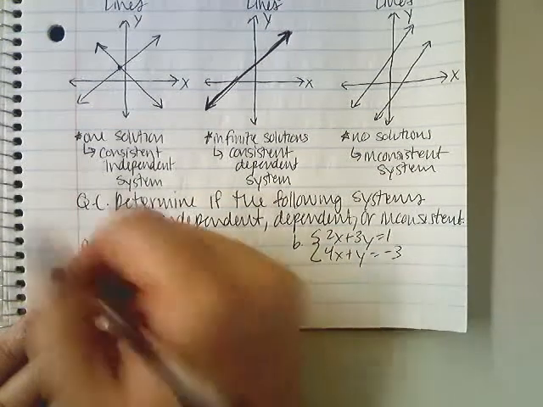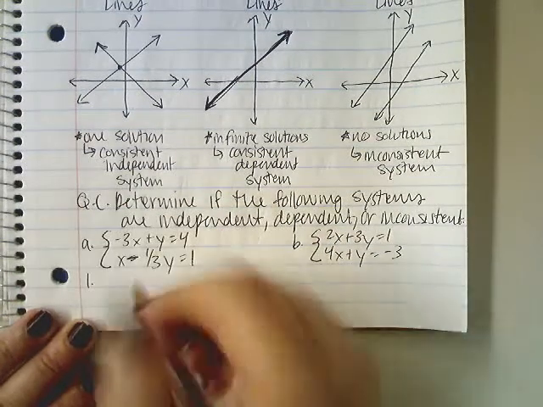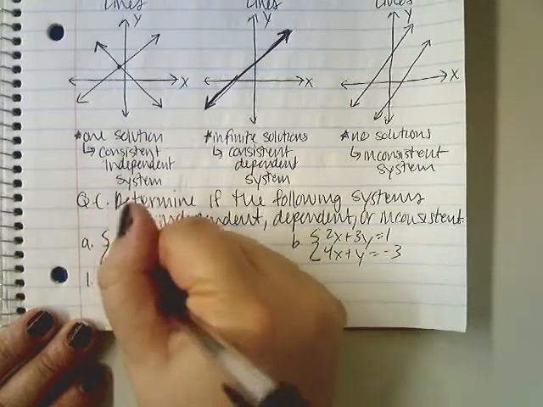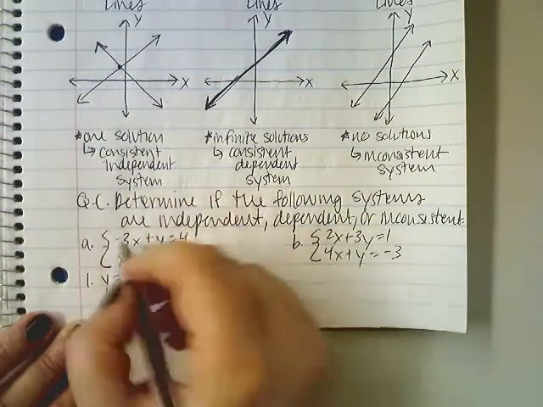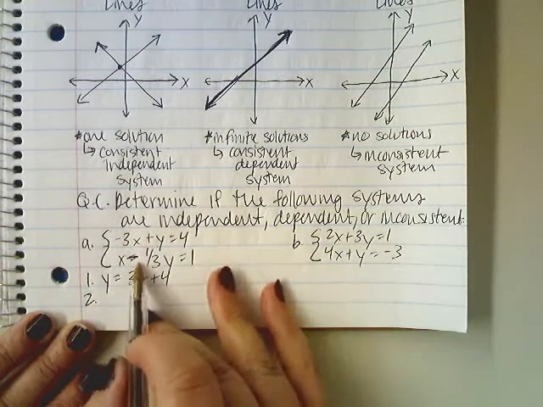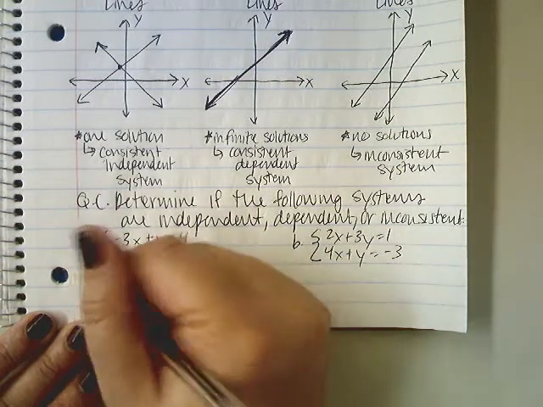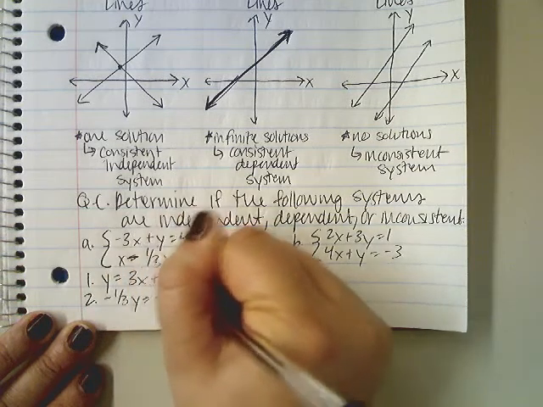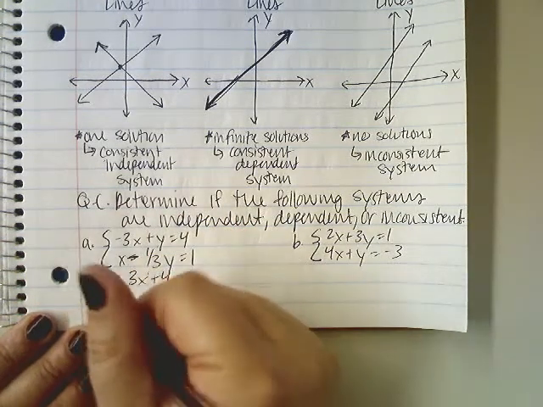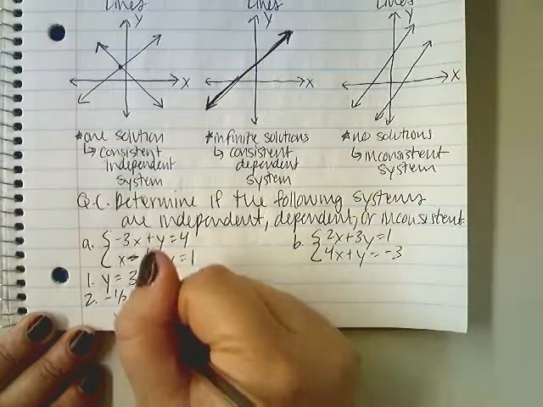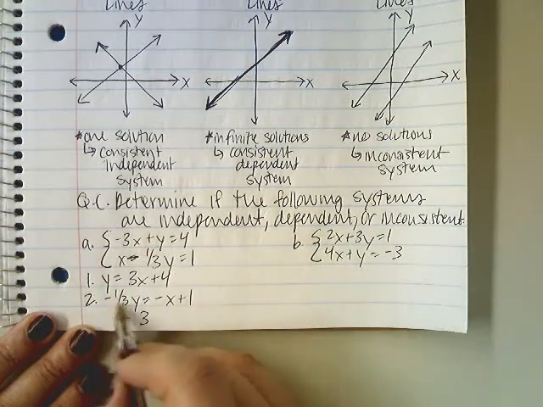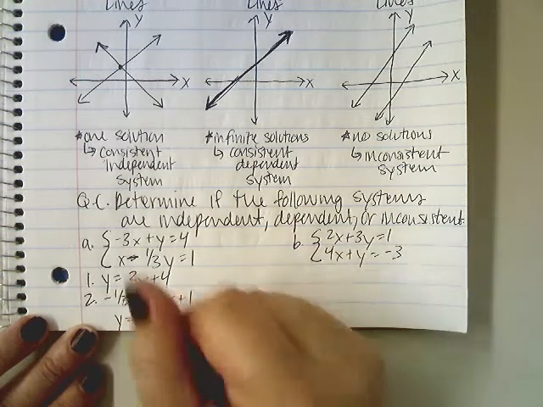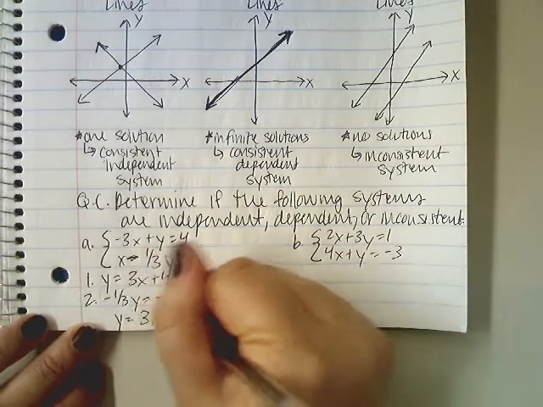So for the first one, I'm going to rewrite these both in slope-intercept form. So I'm going to add 3x to the other side. So I get y equals 3x plus 4 for my first equation. For my second one, I'm going to subtract x. So I have negative 1/3 y equals negative x plus 1, and multiplied by negative 3. So I get y equals positive 3x minus 3, because negative 3 times negative 1 is positive 3.